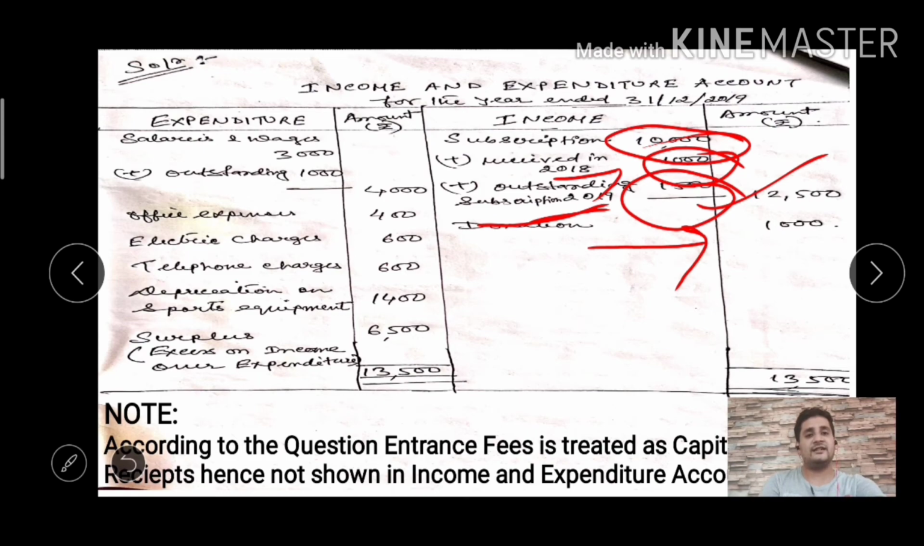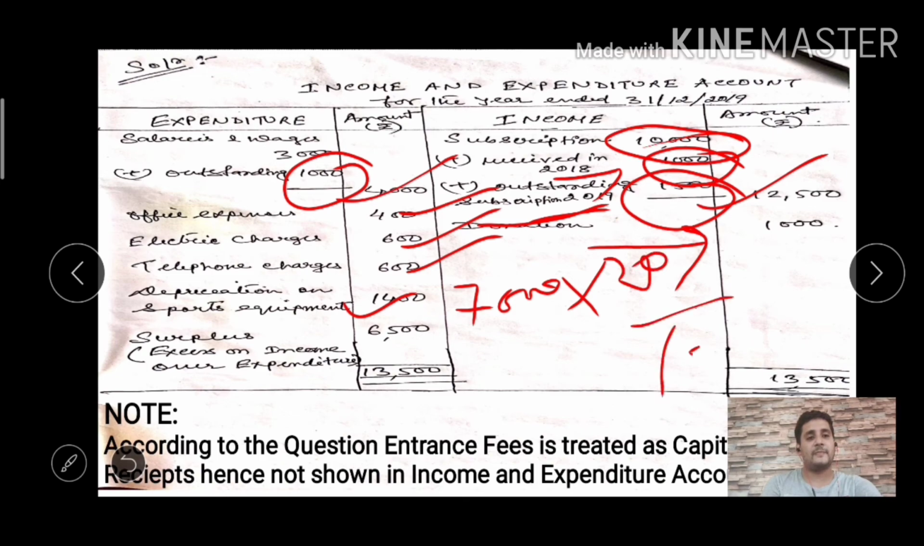Salaries and wages current year given 3,000, and in the additional information outstanding salaries and wages 1,000. We have to add it with the salaries and wages of the current year. So total 4,000. Office expenses 400, electric charges 600, telephone charges 600. Now depreciation on sports equipment: 7,000 is given and 20% means 20 by 100, so 1,400.